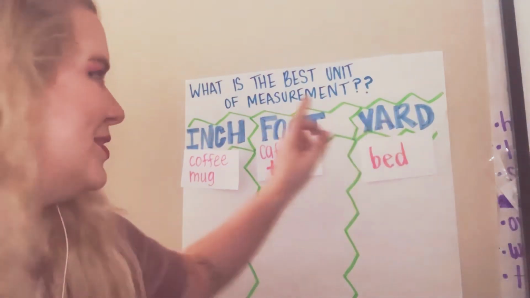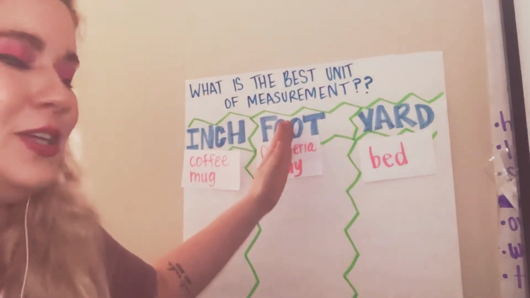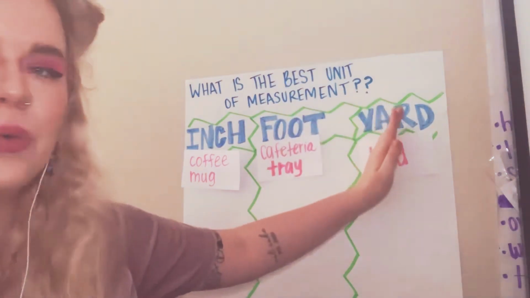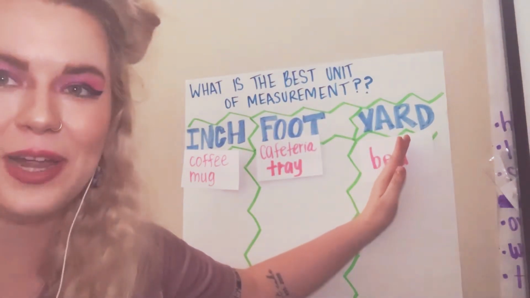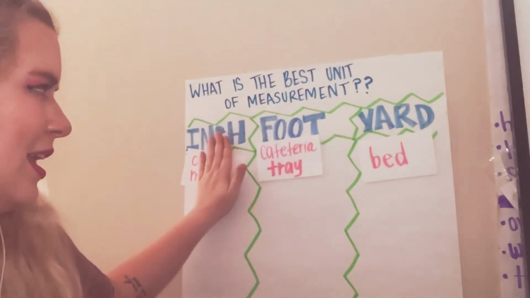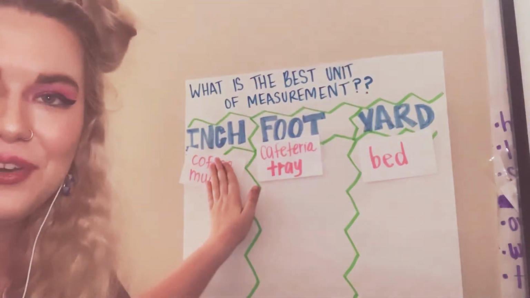So would I use inches on a ruler? Would I use one or more rulers, or would I use one or more yardsticks to try to measure it? Remember, the smaller the thing is, the smaller the unit of measurement it needs.